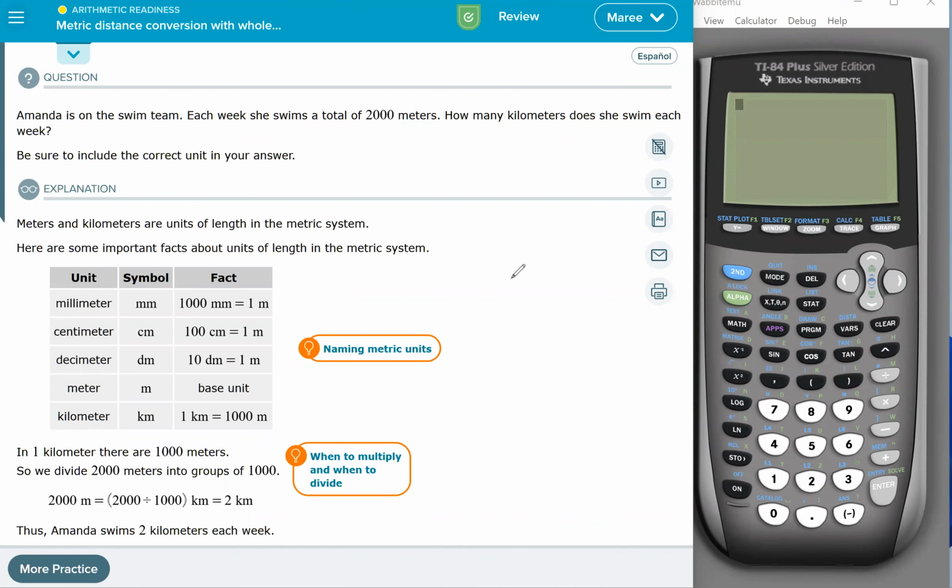So I want to remember that 1,000 millimeters is 1 meter. 100 centimeters is 1 meter. 10 decimeters is 1 meter. And of course, a meter is just a meter. So that's why they write base unit right here. And then we will put 1 kilometer is 1,000 meters.